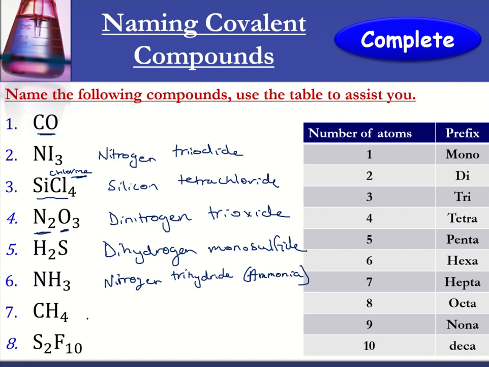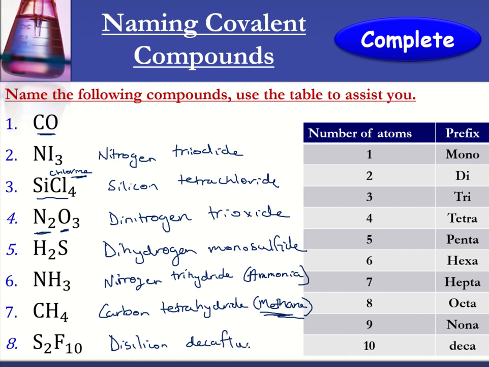The next one we have here, we already said, this is carbon tetrahydride, also known as methane, a very powerful, well, strong is not the right word, but it's a greenhouse gas that can absorb more heat than carbon dioxide. The last one we have is disilicon decafluoride.